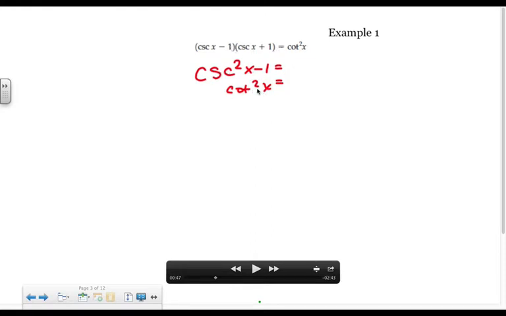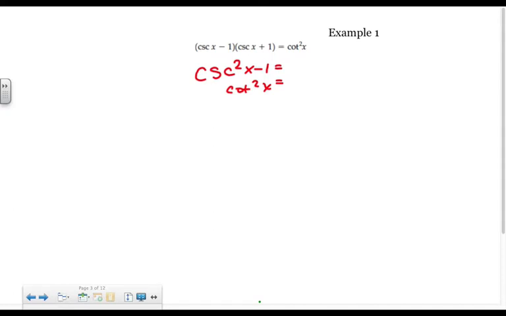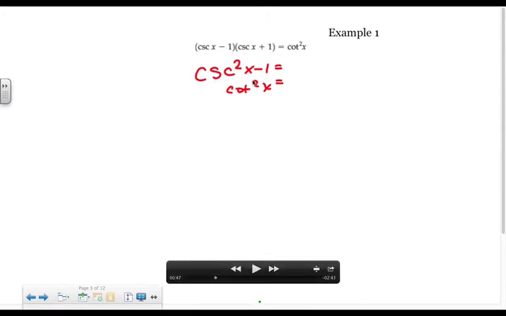Now, to get here, there is a rule. You go back to your charts, okay? And I hope you have your charts with you, all right, that says that, this is one of the Pythagorean identities, that cosecant squared, now you have to manipulate it a little bit, cosecant squared minus 1 is the same thing as cotangent squared. So I can replace this with cotangent squared because of that rule.